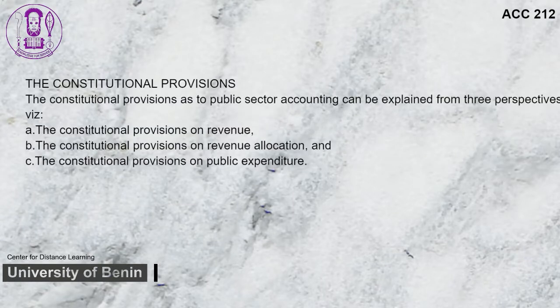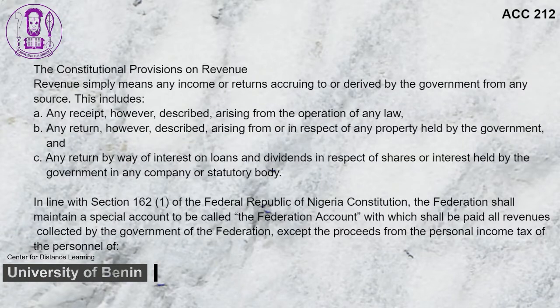The constitutional provisions. The constitutional provisions as to public sector accounting can be explained from three perspectives, viz. A. The constitutional provisions on revenue. B. The constitutional provisions on revenue allocation, and C. The constitutional provisions on public expenditure. 1. The constitutional provisions on revenue.